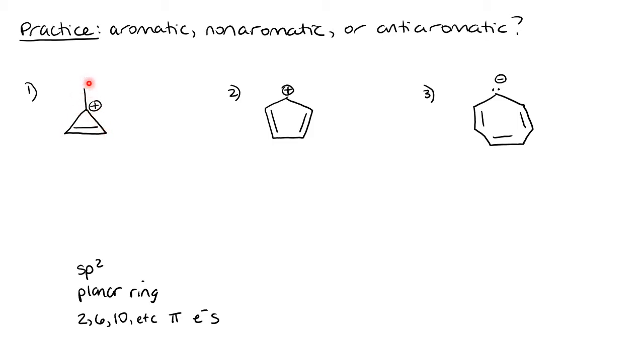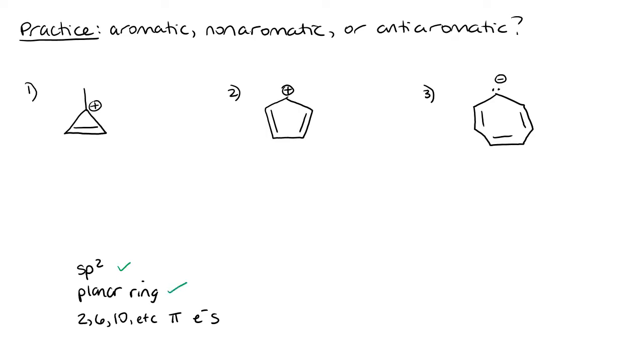This methyl group is not involved in the conjugated system, so we don't need to worry about the hybridization of this methyl group. So for this carbon, it's a carbocation. We know it's sp2 hybridized, and these two are sp2 hybridized as well. So for our first molecule, we satisfy the criteria for sp2 hybridization. Now a 3-membered ring is planar. There's no way for it to bend to become not planar.